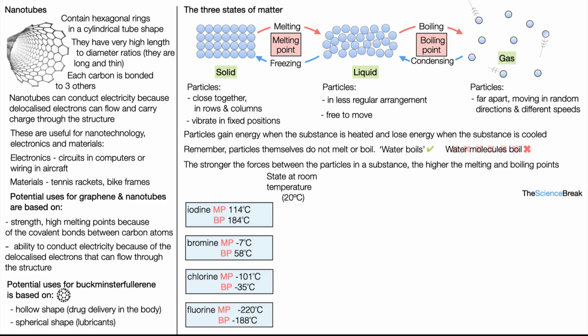And we need to be able to decide on the state of these at room temperature. Room temperature, we will say, is 20 degrees C. So it's worth, again, having a pause and see if you can work that out. But if not, iodine is a solid at room temperature. Bromine is a liquid because it would have melted at -7 but not yet boiled at 58 degrees Celsius. Chlorine would be a gas, and fluorine would be a gas as well.